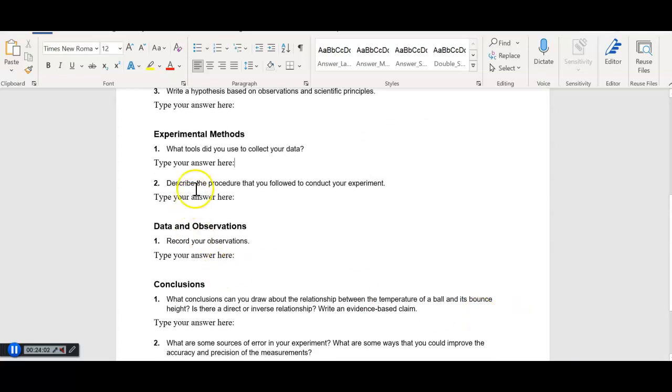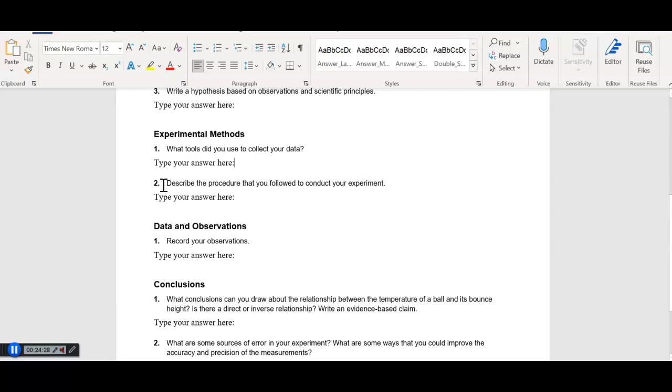I've had a lot of students not realize that when you're describing the procedure that you followed, you could do it in steps like 1, 2, 3, 4, 5. That might be easier. It's kind of like the steps of a recipe. You want to be very clear on everything you did. I have students say, dropped a ball, recorded the data, and that was all they wrote. It needs to be a little more detailed than that.